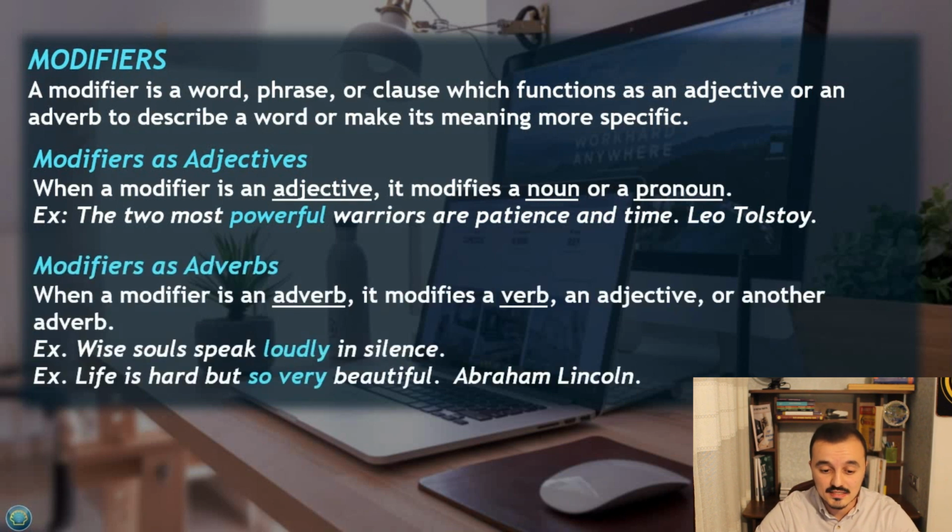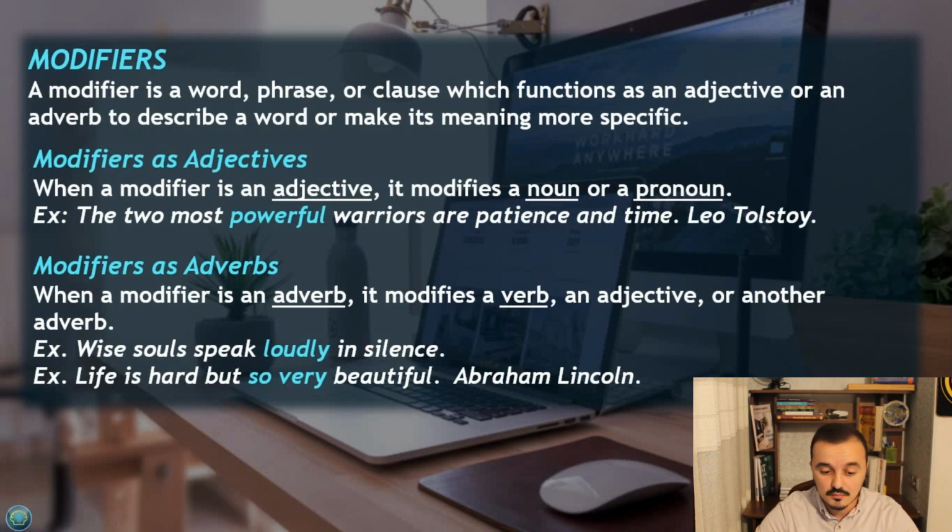When a modifier is an adverb, it modifies a verb, an adjective, or another adverb. For example, wise souls speak loudly in silence. Loudly is my adverb and it gives additional information about speak. How do they speak? They speak loudly.